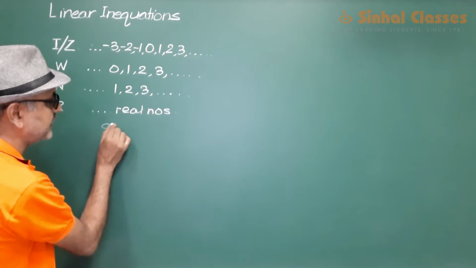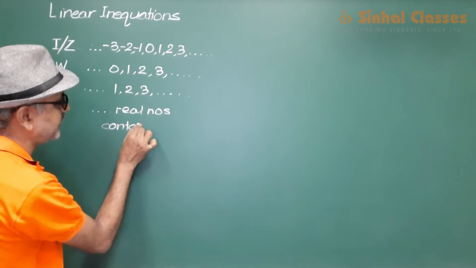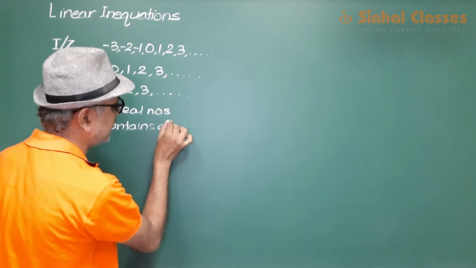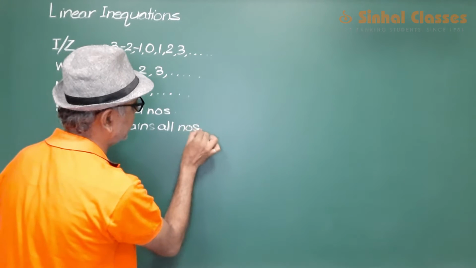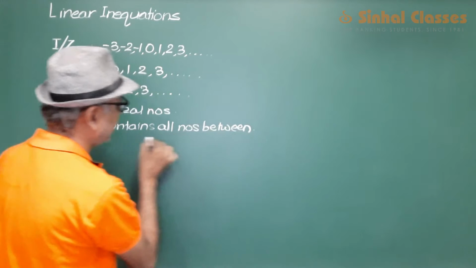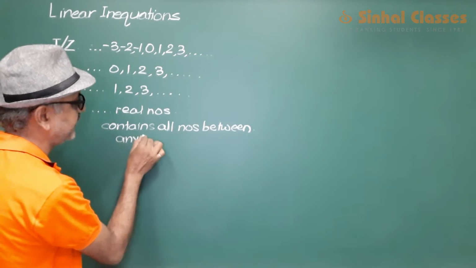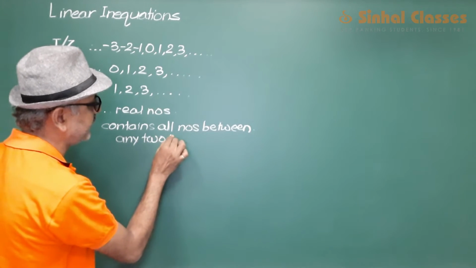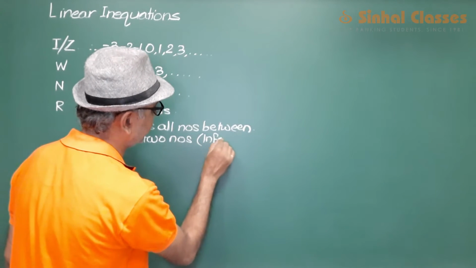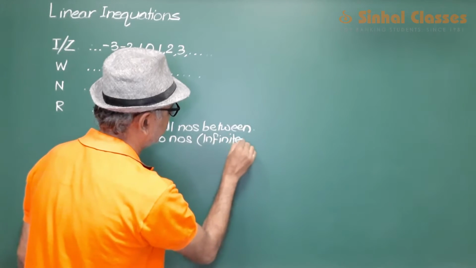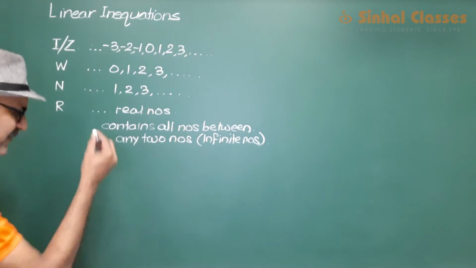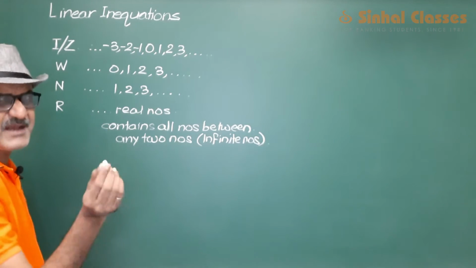which contains all numbers between any two numbers. So we see that real numbers are a set of infinite numbers. For instance, suppose I'll just give you an example of real numbers.